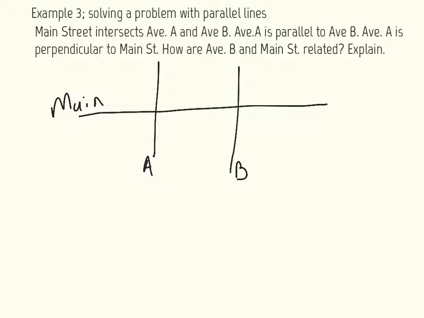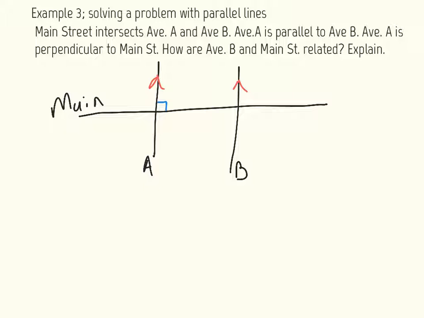That's the first sentence. The next thing we're going to do is look at what it says. Avenue A is parallel to B. So I'm going to mark that it's parallel. So A is parallel to B. A is perpendicular to Main Street. So A is perpendicular to Main Street.